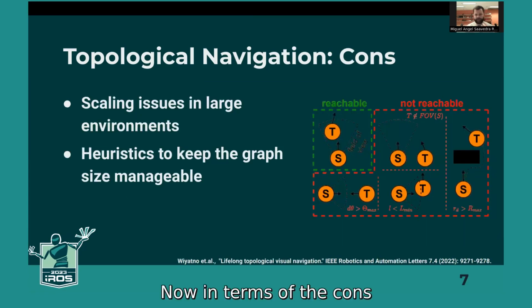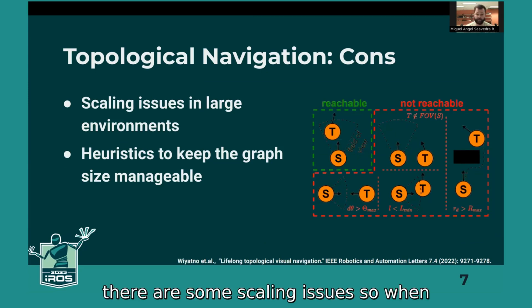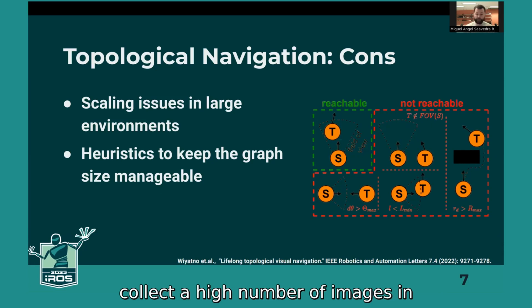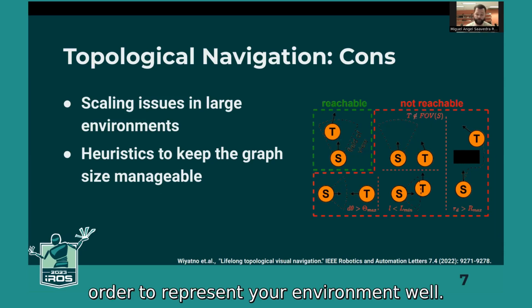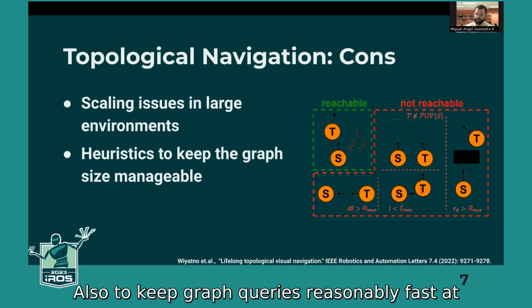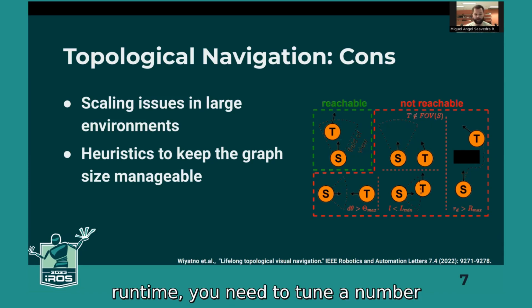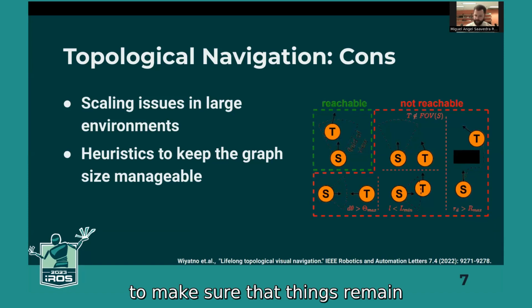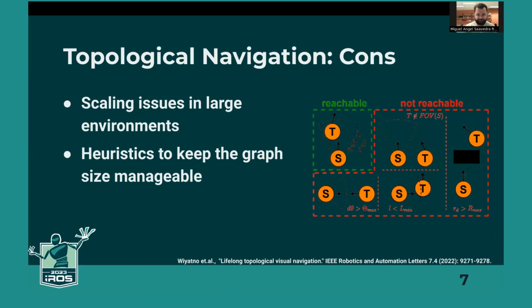Now, in terms of the cons, there are some scaling issues. When you're facing large environments, you need to collect a high number of images in order to represent your environment well. Also, to keep graph queries reasonably fast at runtime, you need to tune a number of heuristics with a lot of hyperparameters to make sure that things remain reasonably fast.